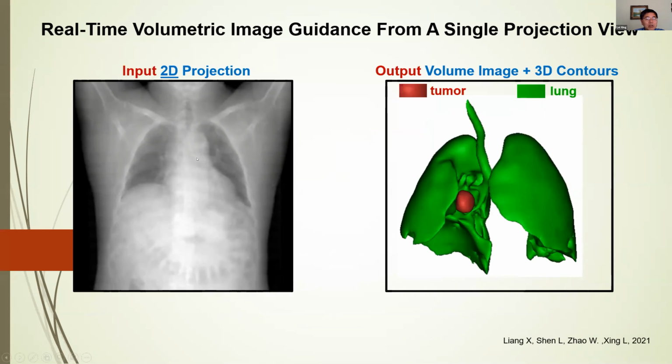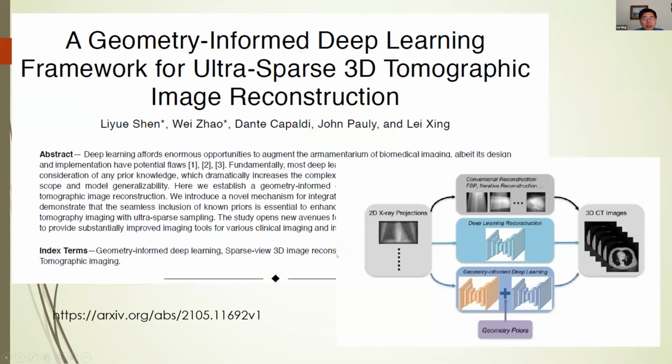You can actually use a fluoroscopic image and convert that into a so-called 4D image. So 4D is 3D spatial plus 1D time. So you really can push that to the limit.